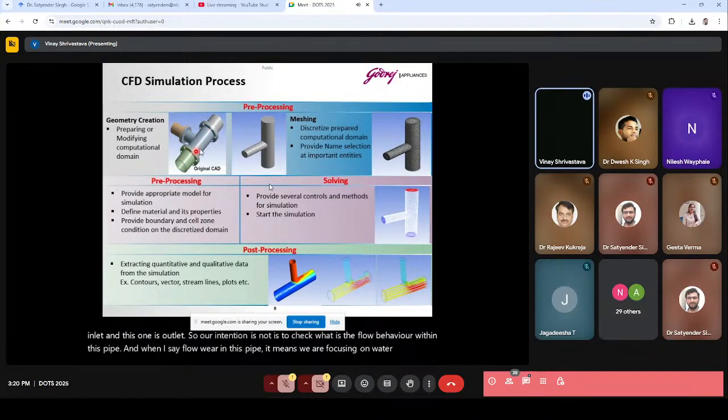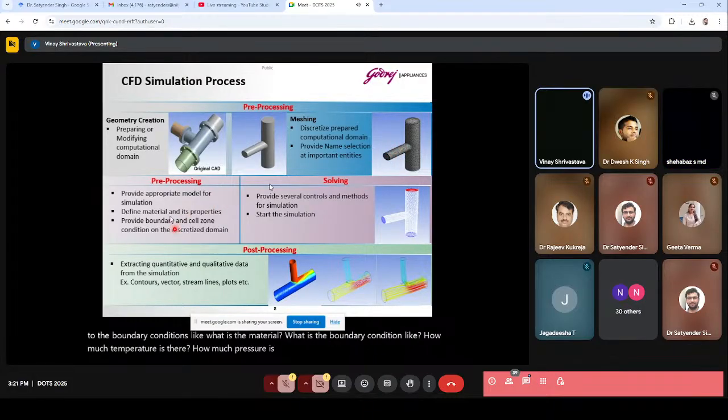So we will create a computational domain for water. This one is nothing but the computational domain of water. The next step is to discretize this computational domain. The right side picture is the discretized domain of water. Then we will go to the boundary conditions, like what the material is, what the boundary conditions are, how much temperature there is, how much pressure there is. Up to here, this process is known as the pre-processing stage, where we create the model, we create a discretized domain, and then we define the appropriate model, material properties, and boundary conditions.